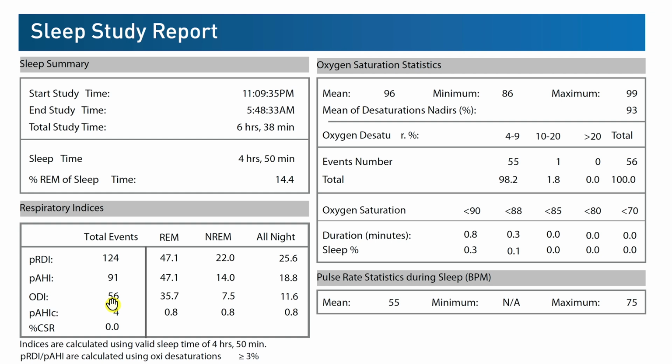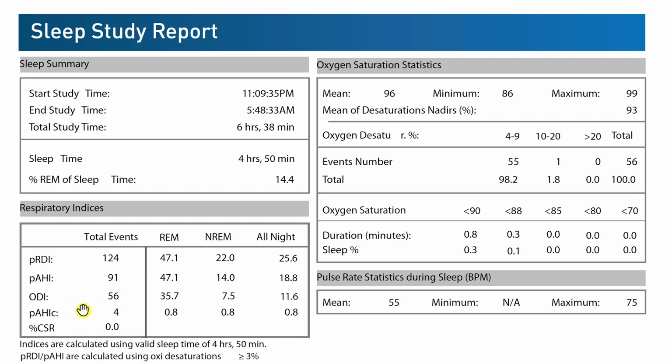ODI stands for the oxygen desaturation index, which is the number of times the oxygen desaturates, which looks like at 3% is the threshold. Typically it's 3 or 4%. These are arbitrary. It used to be 4%. Now then later they started doing 3%. But basically, oxygen desaturation events that are at least 3%. We had 56 of those throughout the sleep time.